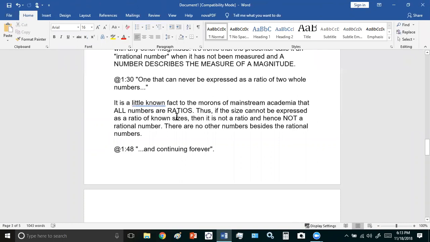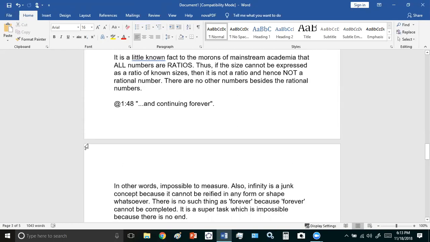It is a little known fact to the morons of mainstream academia that all numbers are ratios, and ratios came long before natural numbers or whole numbers. In fact, both those are ratios. Every number is a ratio without exception. Thus, if the size cannot be expressed as a ratio of known sizes, then it is not a ratio and hence not a rational number. There are no other numbers besides the rational numbers.